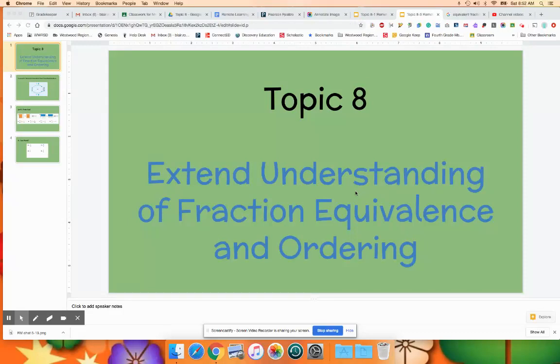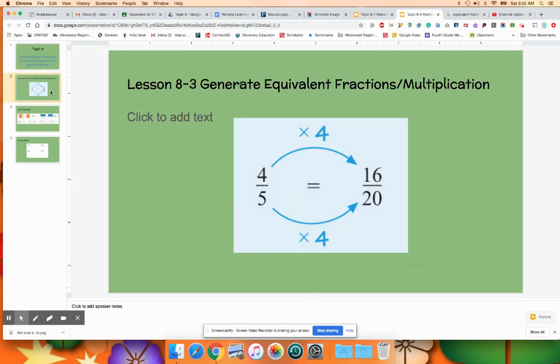We're continuing our review of Topic 8 in fractions. We're going to skip a little bit ahead to Lesson 8-3, which is really just continuing what you were working on yesterday with making equivalent fractions. Today, we're going to dive a little deeper into making equivalent fractions using multiplication.